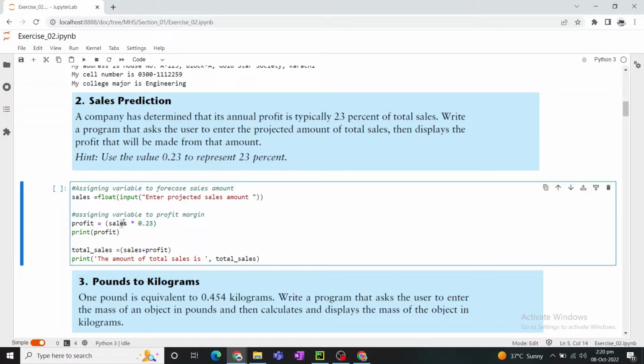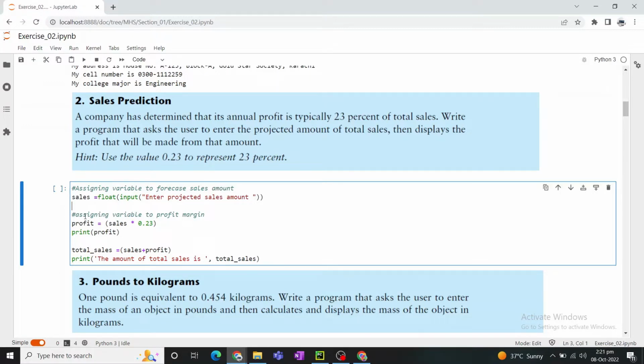Okay, so over here you have assigned sales and you are taking input from the user, and you can see over here you are entering the amount as a float, that is with decimals. Float represents the decimal amount, and when we say int, integer, we have to write a whole number. So over here we can enter both, either the decimal or the whole value.